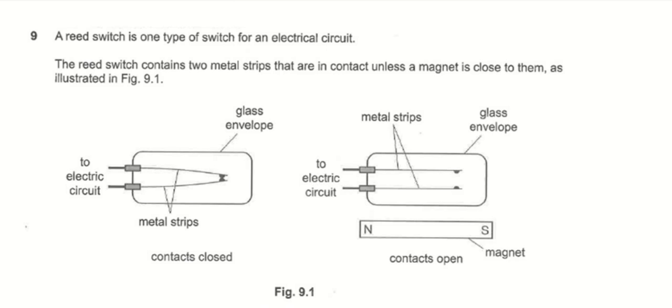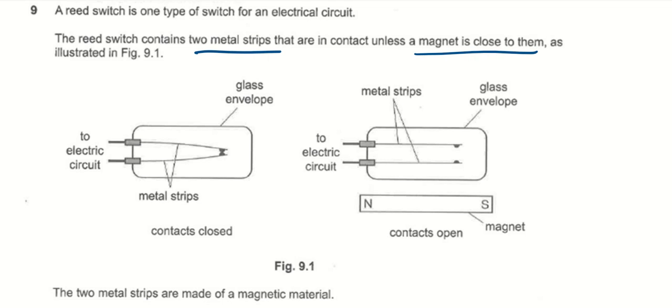A reed switch is one type of switch for an electrical circuit. The reed switch contains two metal strips that are in contact unless a magnet is brought close to them, as illustrated. So they are in contact. The contacts are close, but when I have a magnet close to it, they will separate.